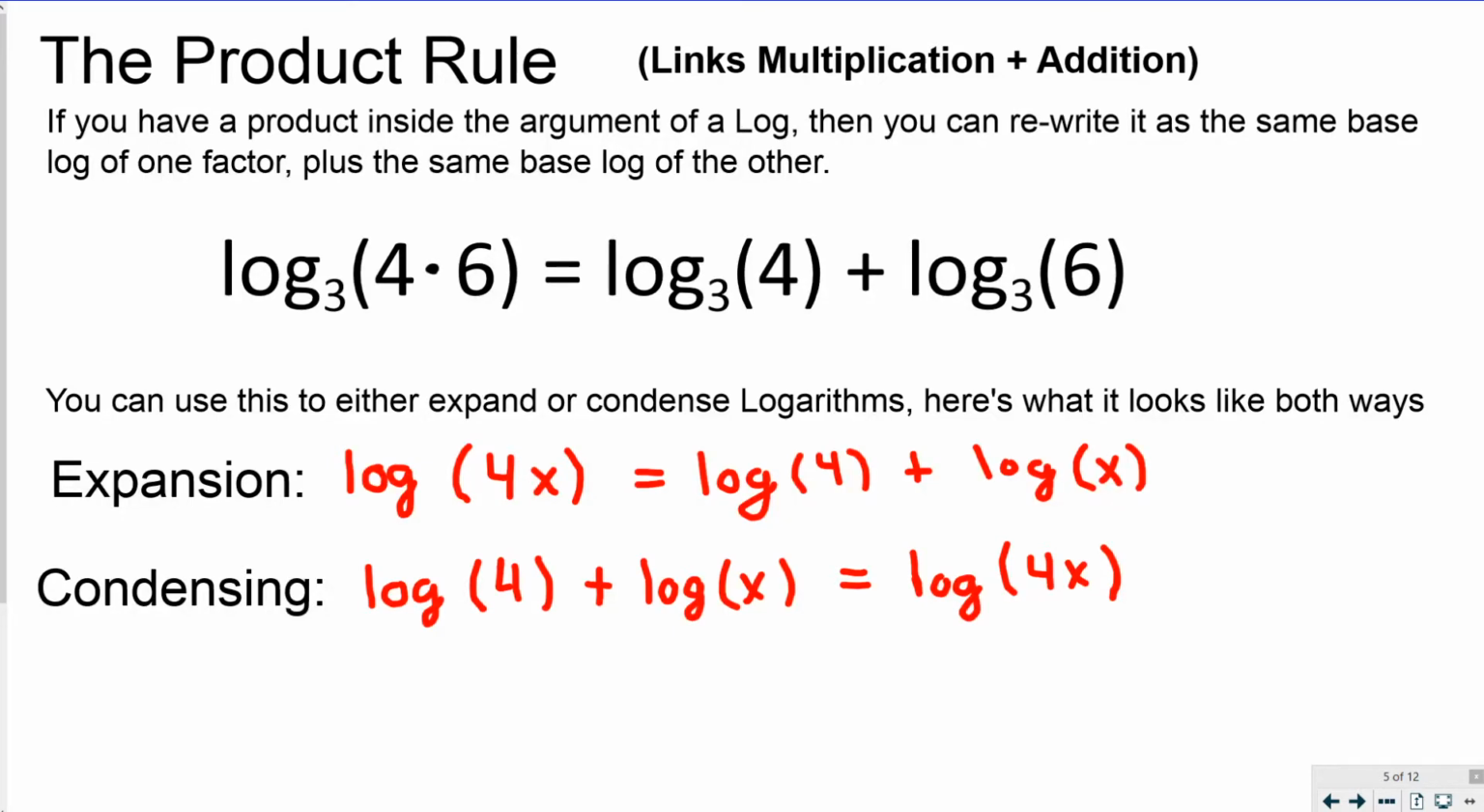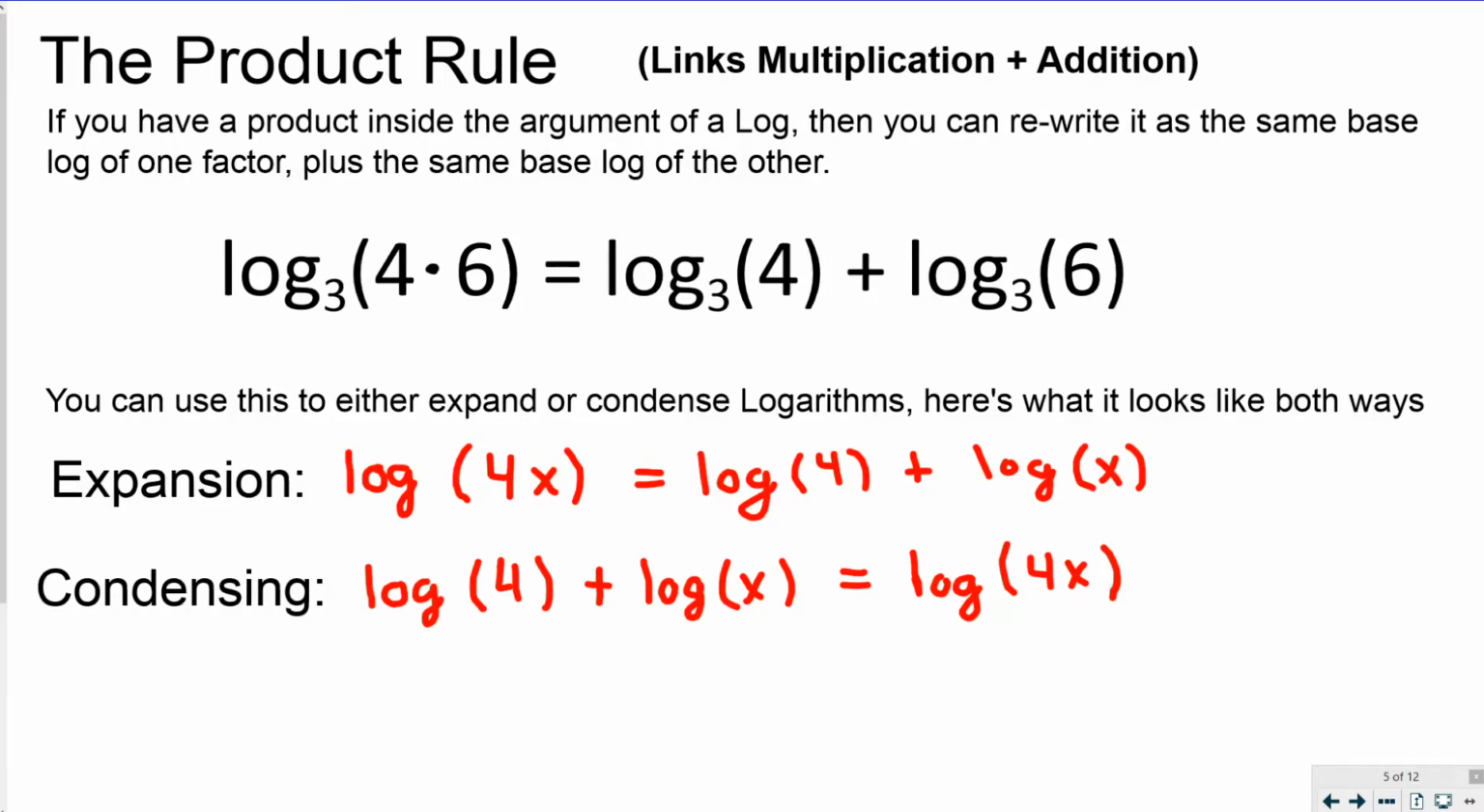So if you have a product inside the argument of a log, then you can rewrite it as the same base log of one factor plus the same base log of the other. So the example is the log base 3 of 4 times 6 is equal to the log base 3 of 4 plus the log base 3 of 6. You can use this to either expand or condense logarithms, and here's what it looks like both ways.